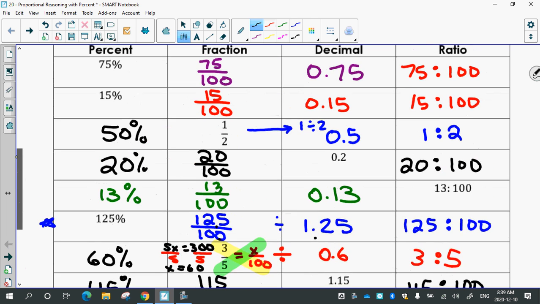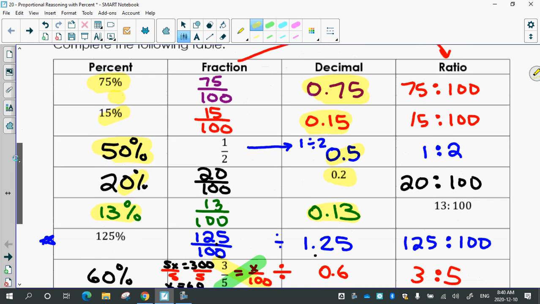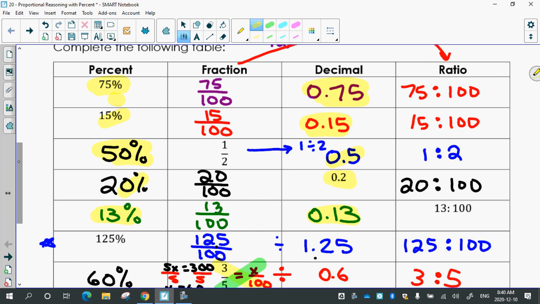Anyone see a connection between these two columns, the decimal and the percent? What's the connection between the decimal and the percent? Yeah. So 75% is 0.75, 15% is 0.15, 50% is 0.5.